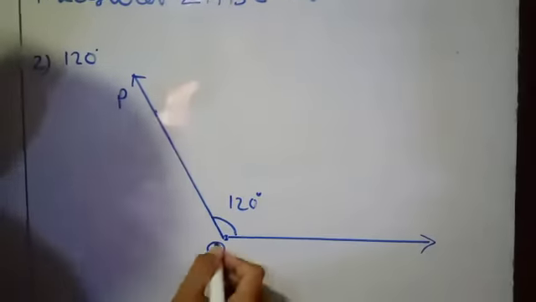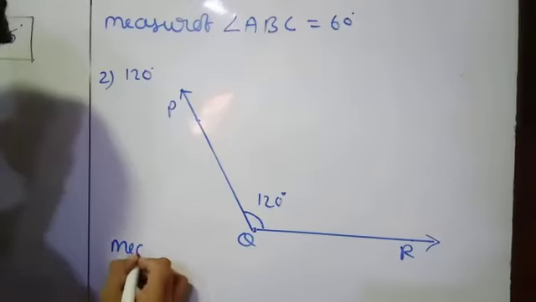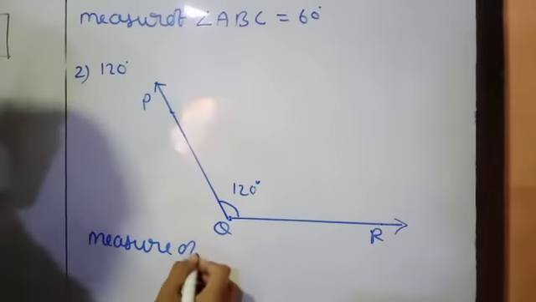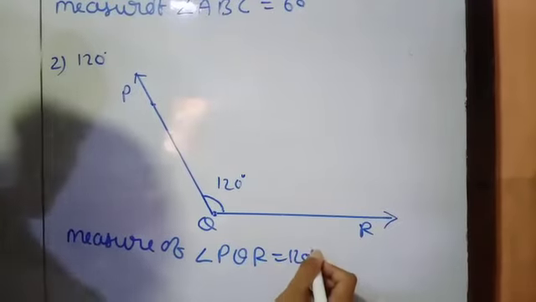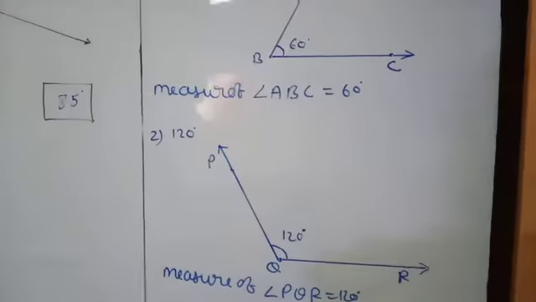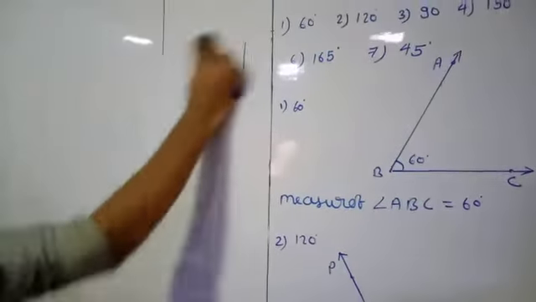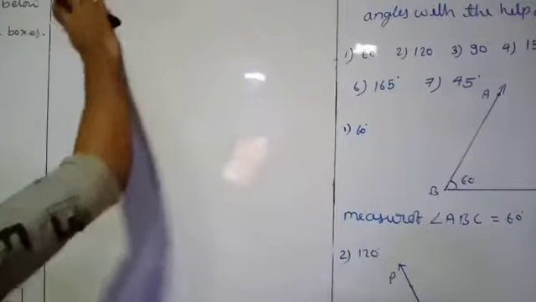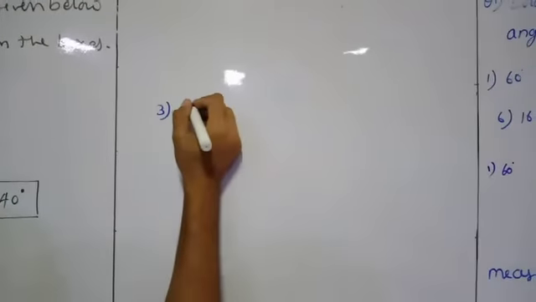Write the name PQR. Measure of angle PQR is equal to 120 degree. This way we can draw it. Let's draw the third one. That is given, how much we have?